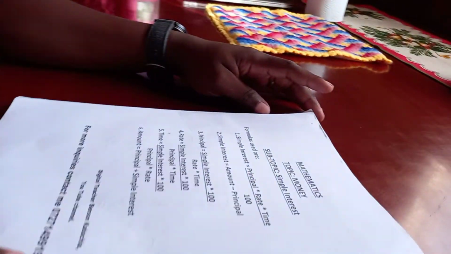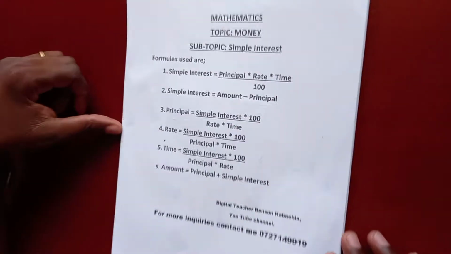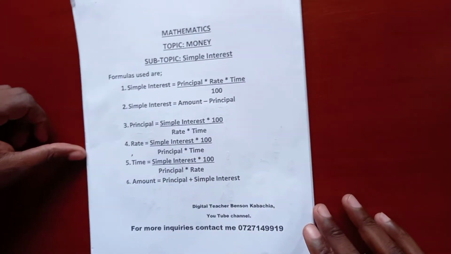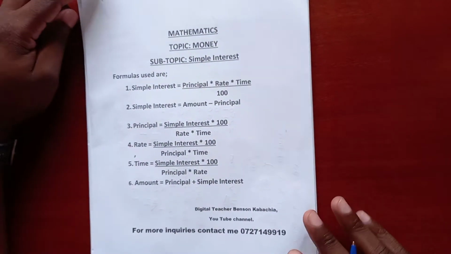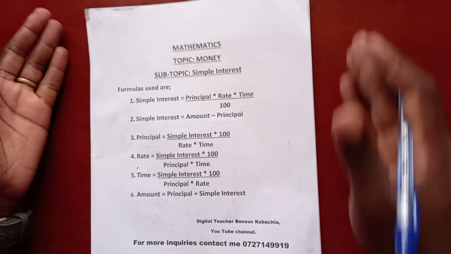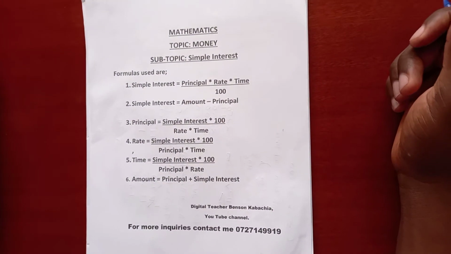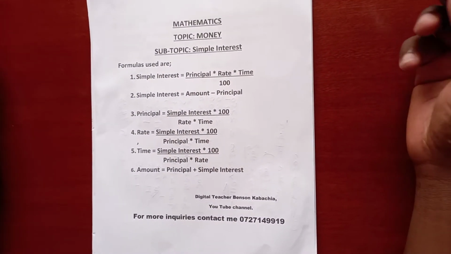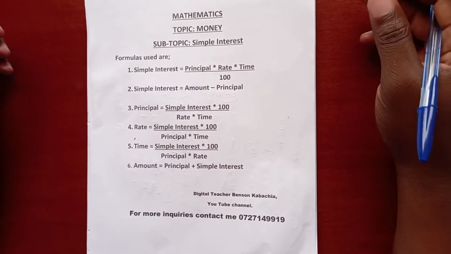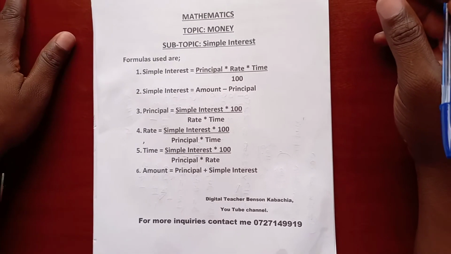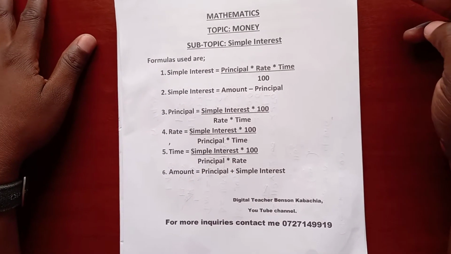Our topic on simple interest deals with how people acquire money through banks and other financial institutions that lend money to people who may be in need of money. Those financial institutions have some requirements that you have to meet so that you can be given money, which you shall pay over a period of time.